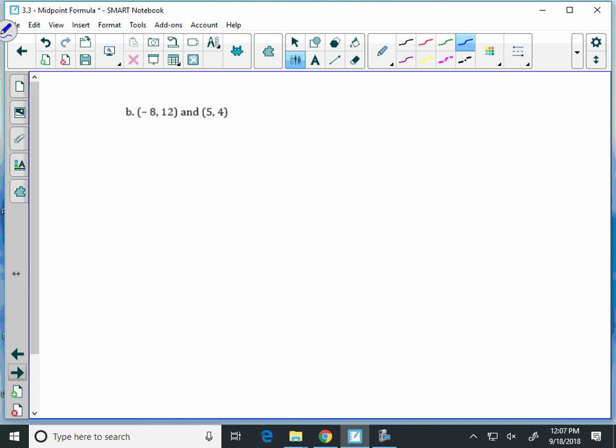We take a look at B. Again, we want to find the midpoint, so I'm going to start my formula. Then add our x values. So if we're adding the 2 x values together, that's going to be what in the top of that first fraction?